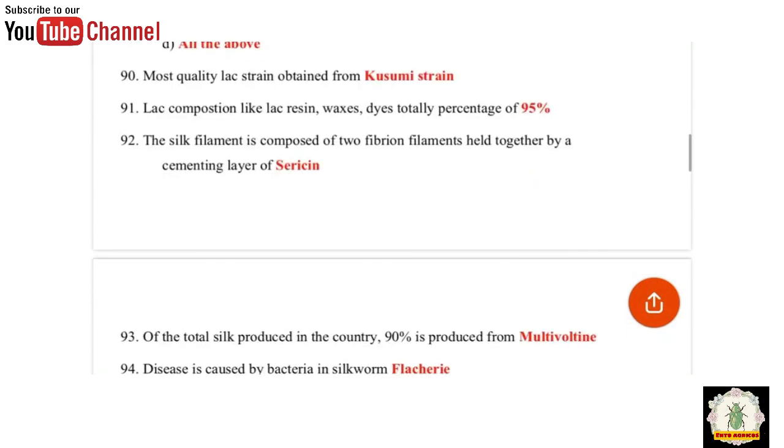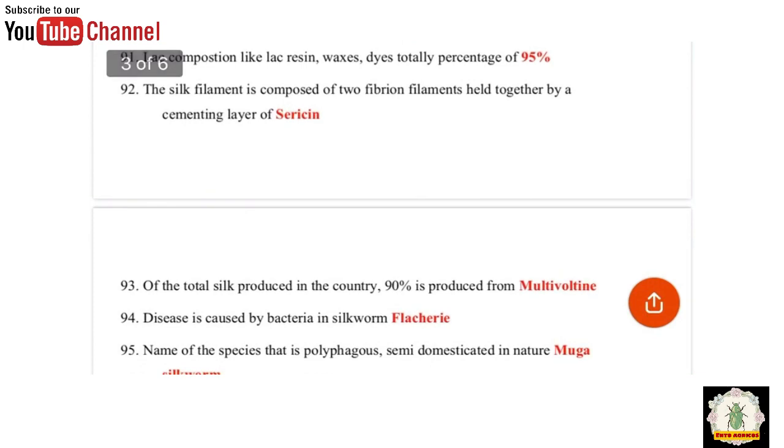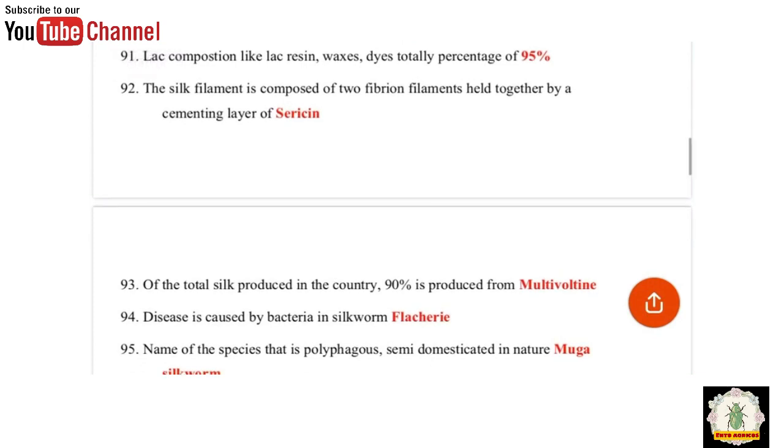Next is, of the total silk produced in the country, 90% of silk is produced from. So this is produced from multivoltine. Disease which is caused by bacteria in silkworm is. So the disease caused by bacteria in silkworm is Flacherie.